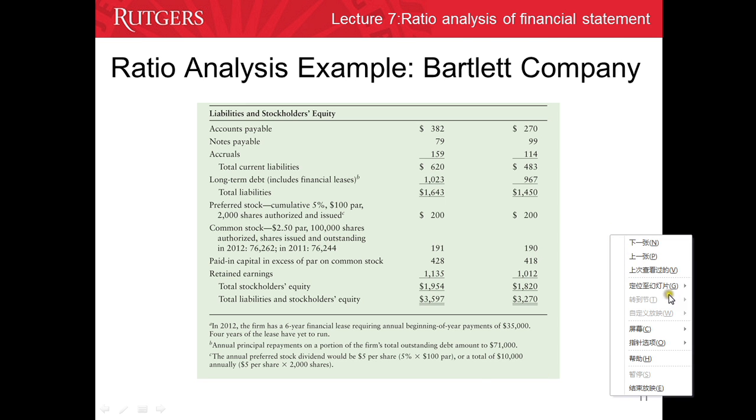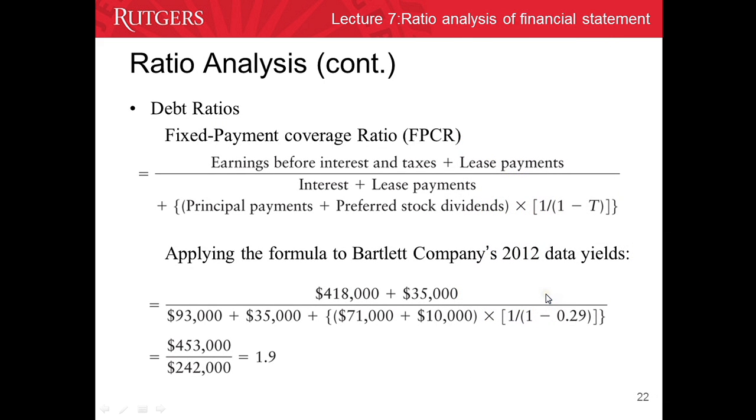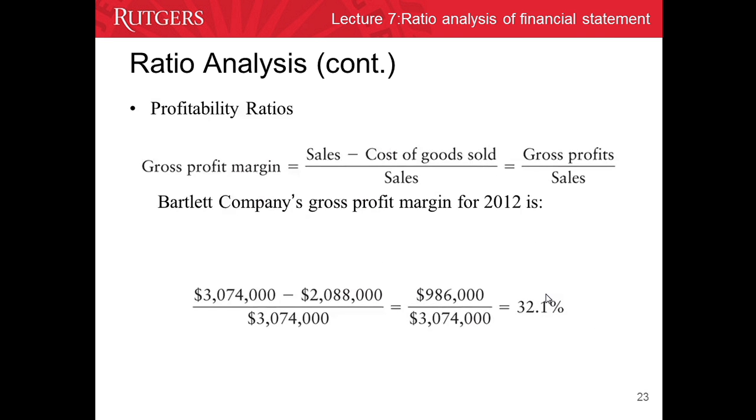So after this calculation, we get the fixed payment coverage ratio is 1.9. Then another profitability ratio is called gross profit margin, which equals the sales minus cost of goods sold, divided by sales. Also, we can say it's gross profits divided by sales.